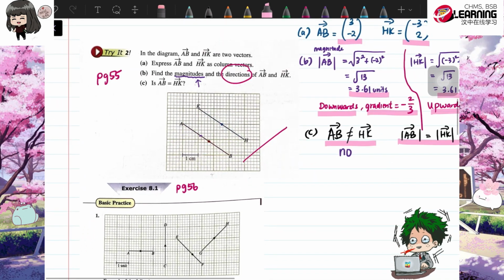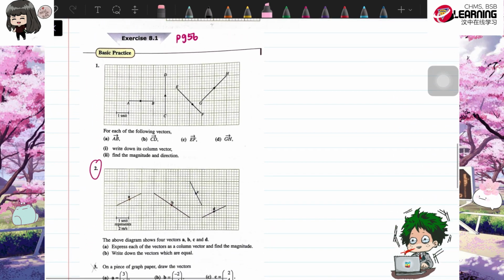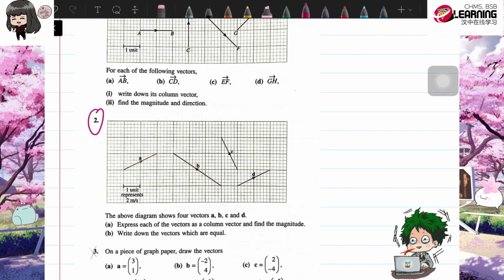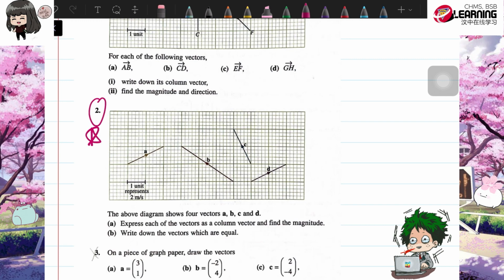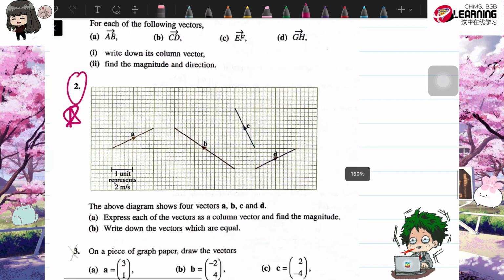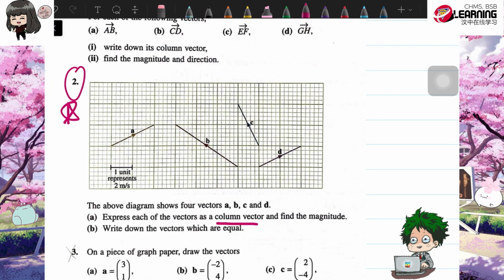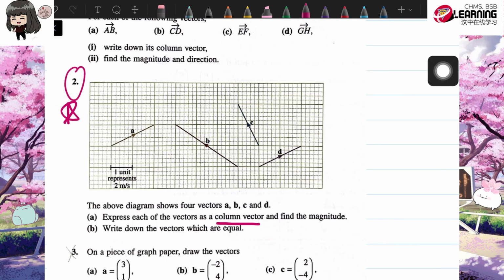Alright, let's look at your homework. This will be your homework. Okay, page 56, question number 2. This one, copy the question. Question number 2. Okay, so this one, find the column vector. I think you can do the column vector. You can refer to my try it one. And find the magnitude. Magnitude, I taught you how to find magnitude already, right?